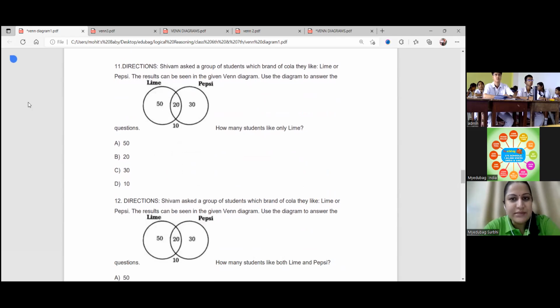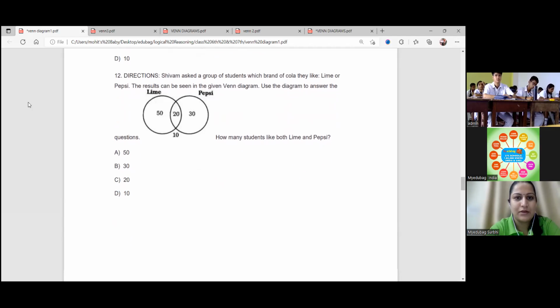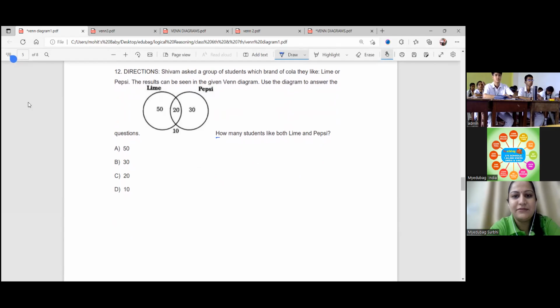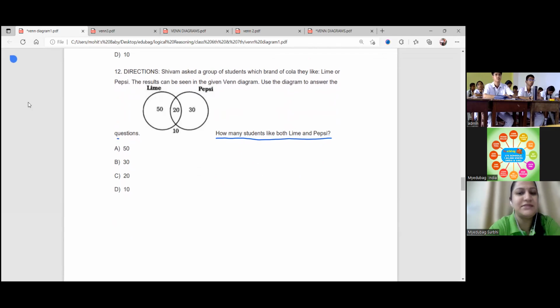Shivam asked a group of students which brand of cola they like, Lime or Pepsi. The result can be seen in the given Venn diagram. Use the diagram to answer how many students like only Lime. It is the first one, right? 50. Same question, only the part is different. How many students like both Lime and Pepsi? It is the third one. Third one. Okay. 20. It is clearly given in the figures.